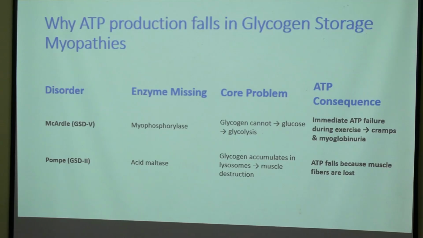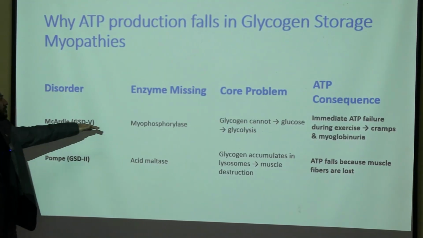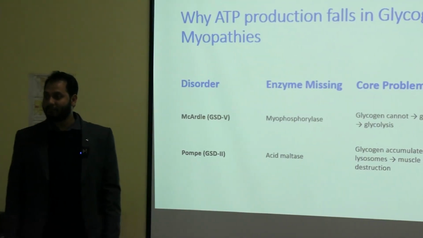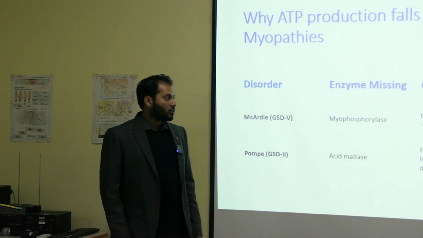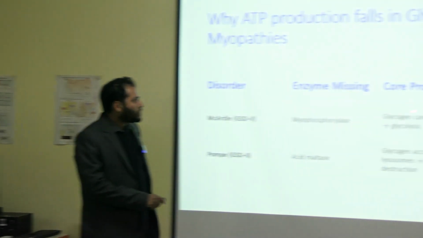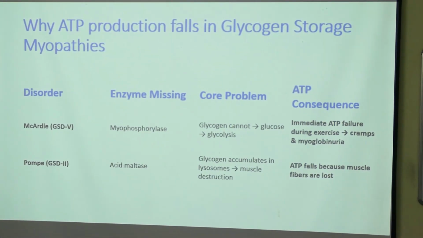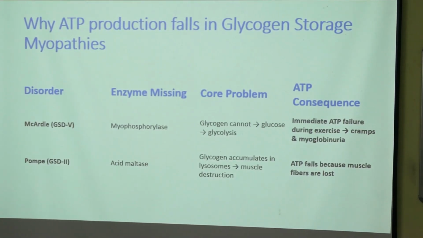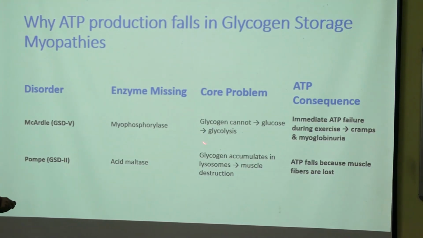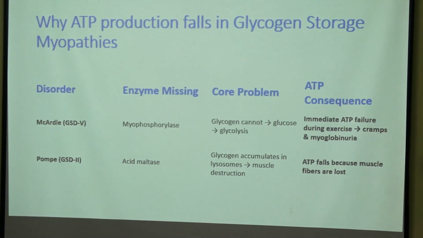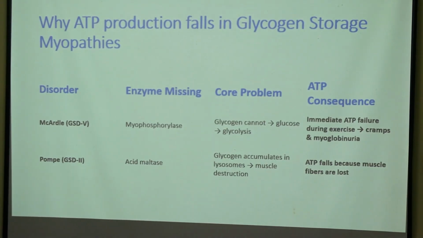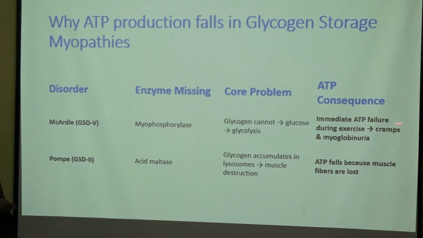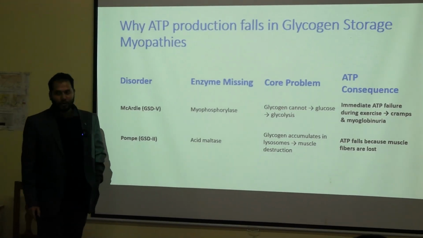So in case of the first one, you can see the missing enzyme is myophosphorylase, which is a metabolic enzyme, and that metabolic enzyme is vital for the metabolism of glycogen. So you can see without this enzyme, glycogen cannot break down into glucose, and without the presence of glucose, glycolysis is not possible. So बिना glycolysis, the generation as well as utilization of ATP is not possible. So you can see immediate ATP failure during exercise leads to muscle cramps, and sometimes you can see myoglobinuria, right?